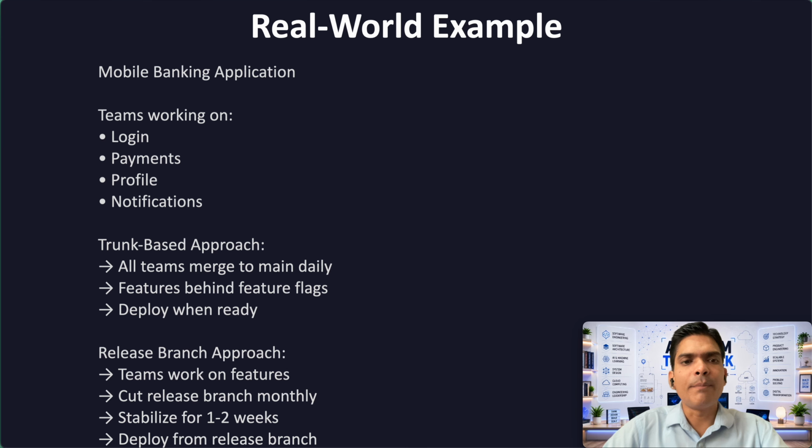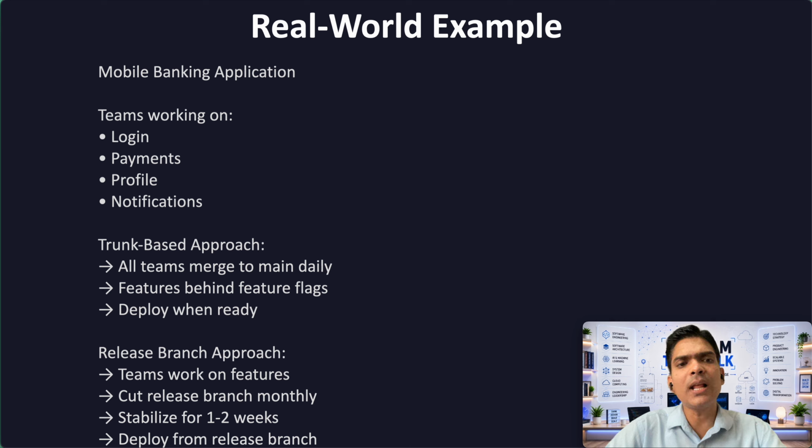So let's make this concrete with a real-world example. Imagine a mobile banking application with several teams working on login, payments, profile, and notifications. With trunk-based development, all teams merge their changes to the main branch daily. Incomplete features are hidden behind feature flags. When a feature is ready, it is enabled and deployed immediately to production.